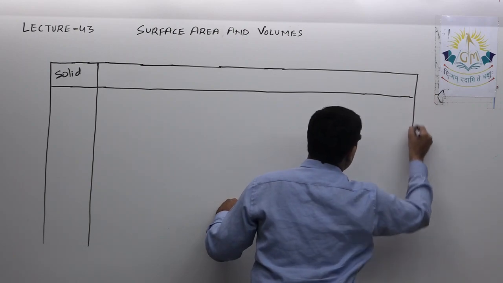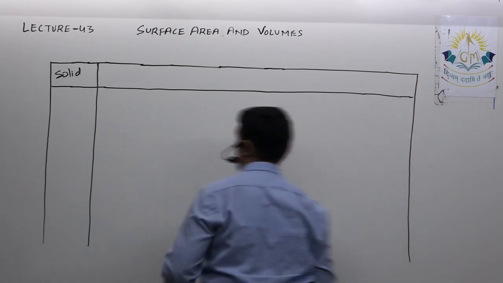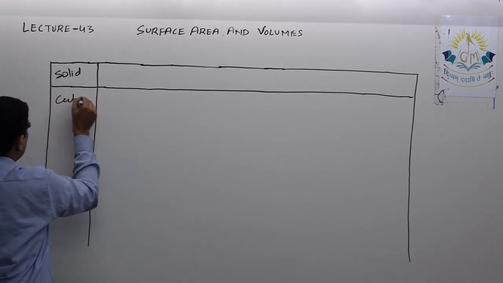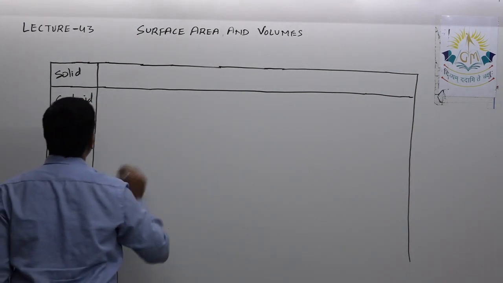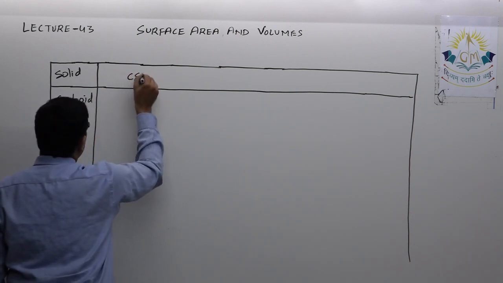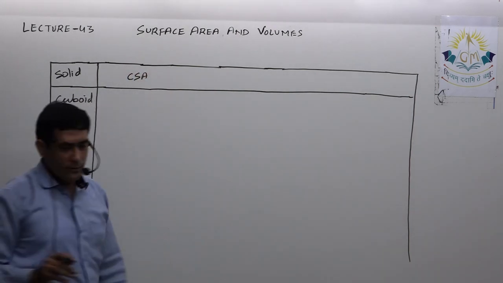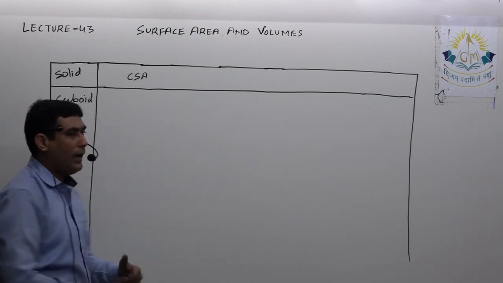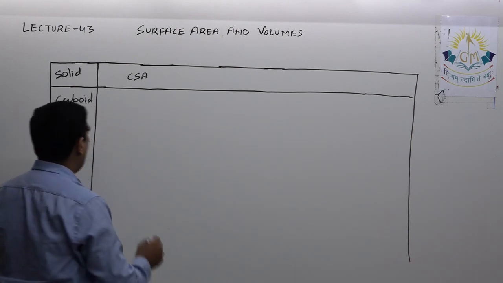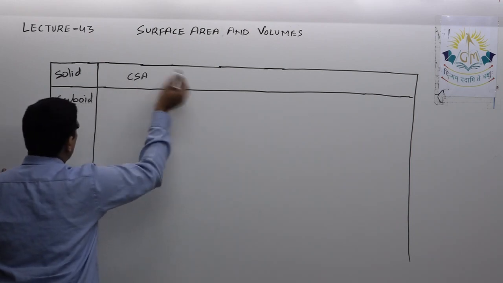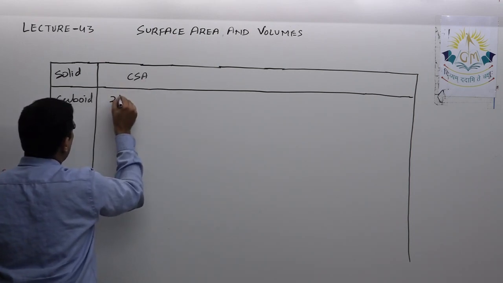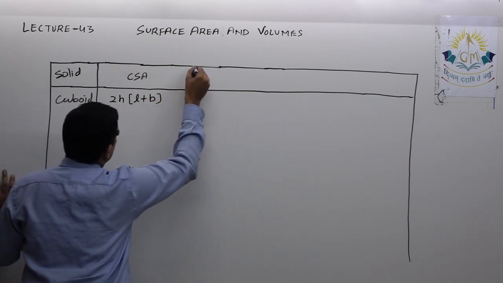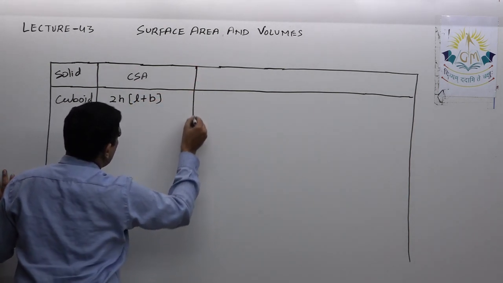Okay, so let us see all these once again. First it was cuboid. Here I am considering that you understand the symbols L, B, H, R, and small l, and that you are aware of them. So CSA is 2H(L + B). That is the CSA of cuboid.